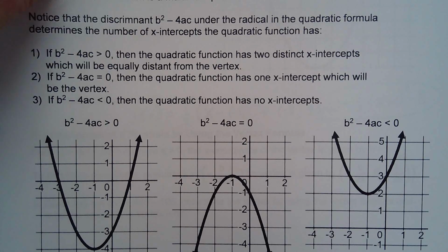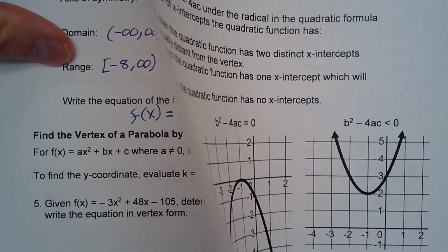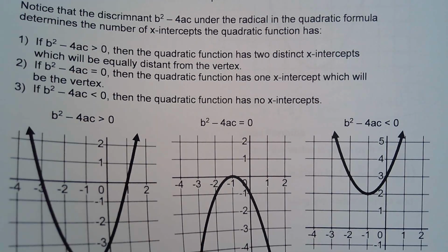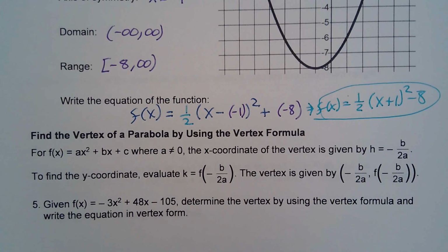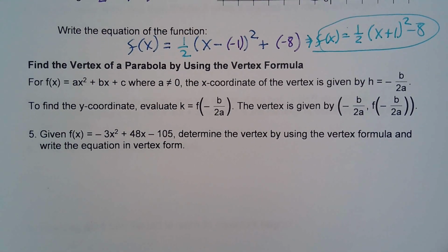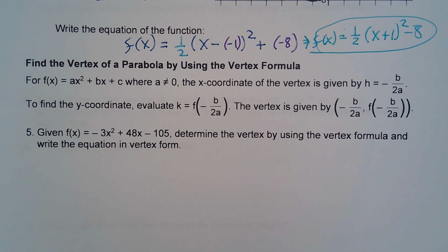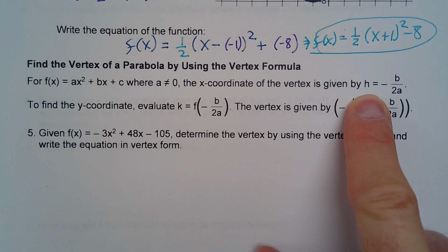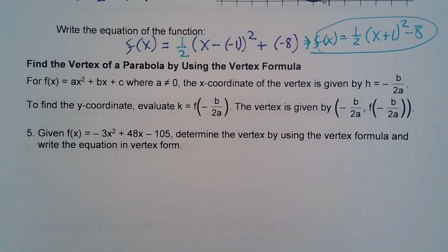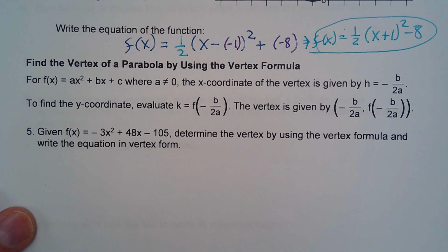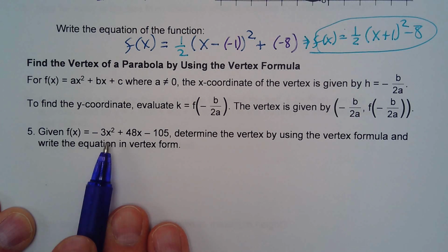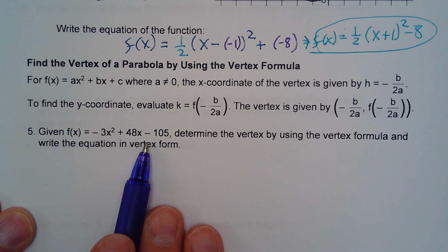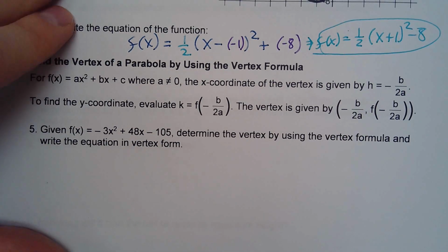So let's go ahead and get back into the workbook problems. Let's take a look at number 5. We want to find the vertex of a problem by using the vertex formula. So here's a quick reminder of what we're going to be using. We're going to be using h equals the opposite of b over 2a to get our x value. So number 5, we're given f of x equals negative 3x squared plus 48x minus 105. And we want to determine the vertex by using the vertex formula and write the equation in vertex form.